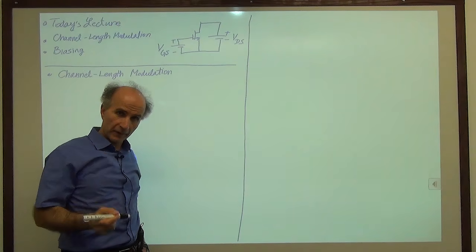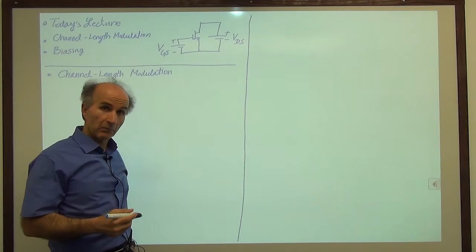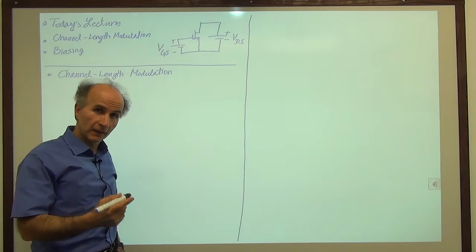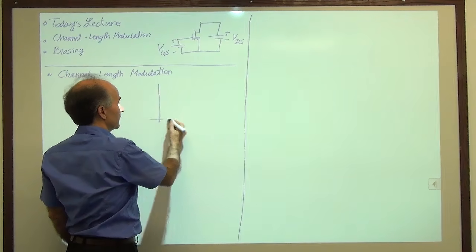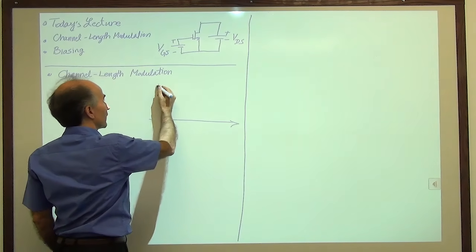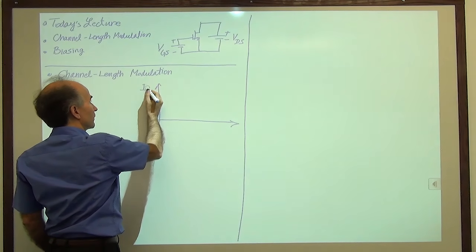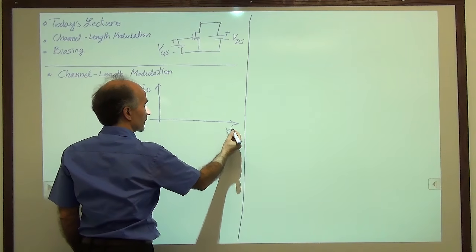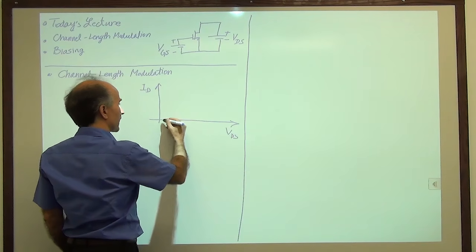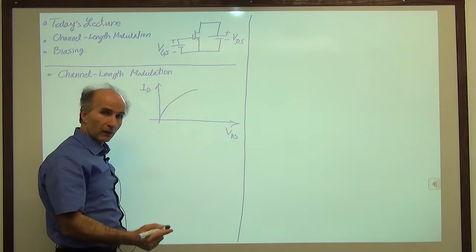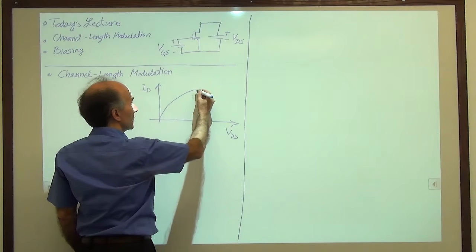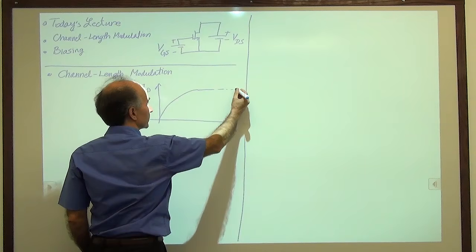When people built MOSFETs for the first time and measured their ID versus VDS, the first surprise was that ID did not follow a parabolic behavior all the way, as we saw before. So it started as a parabola, reached here, the maximum, but then it didn't fall. We said that it went and stayed constant.